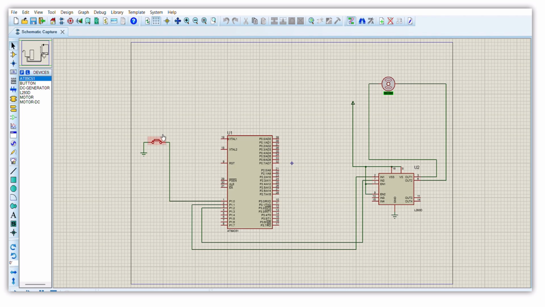Here is the Proteus simulation of the project. This is the button, this is the microcontroller, this is the L293D motor driver, and this is the DC motor. So here, when I press the button, the microcontroller receives the input and sends control signals to the motor driver. As a result, the motor turns and unlocks the door.